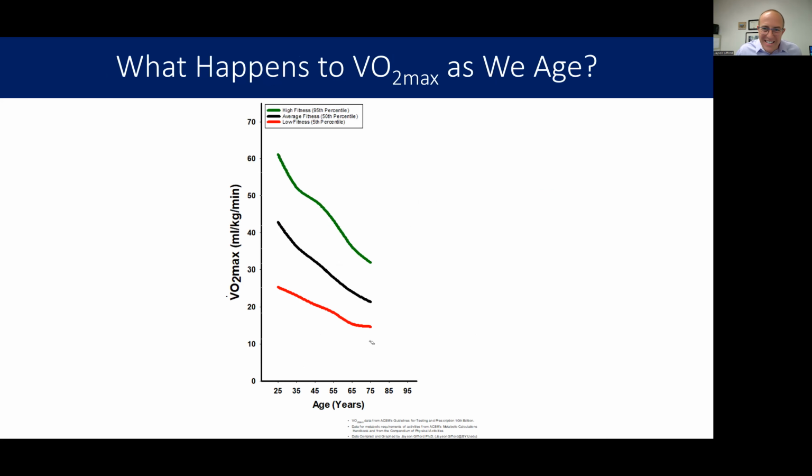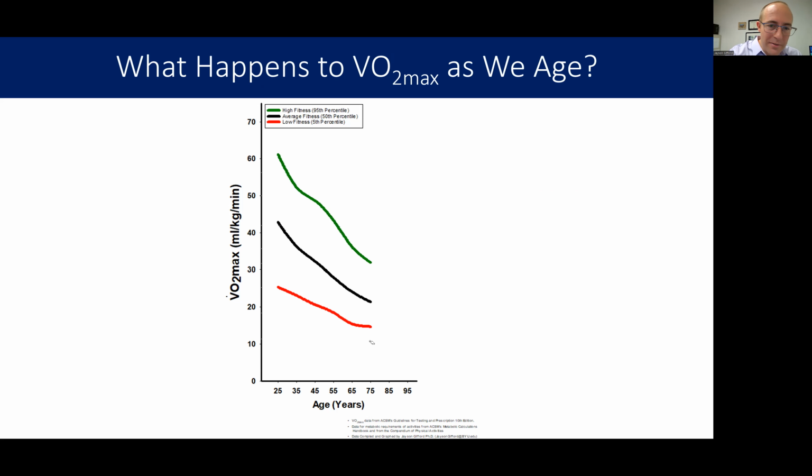What happens to VO2 max with age? Well, it tends to go down, even if you are physically active. Here are data from the ACSM's Guidelines for Testing and Prescription, where they've accumulated VO2 max data from thousands of people of all different ages over several years and grouped them into percentiles. Let's look at the black line here. This shows what tends to happen with VO2 max as you age for the average person. The black line is the average fitness level, or the 50th percentile.